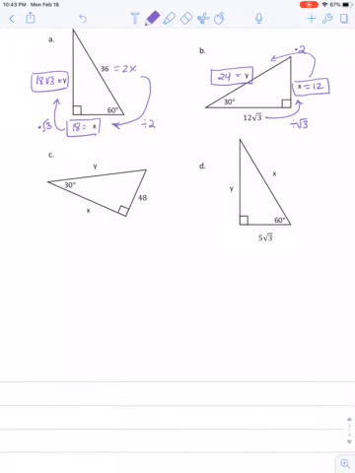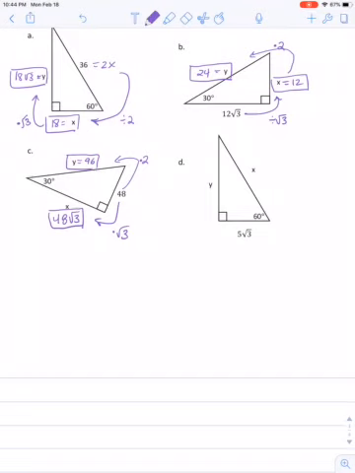For C, the short leg is 48. So let me do the hypotenuse first, because that one's easier. I'm going to multiply by 2, so y is 96. And this one's actually even easier. 48 times the square root of 3. That's going to be 48 square root of 3. That's it. See how easy that is?